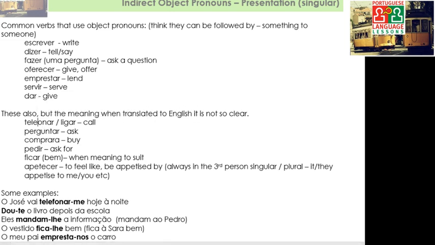Telefonar, or ligar, means the same, to call. Perguntar, comprar, to buy. Pedir, to ask for. Ficar bem, when it means to suit. Apetecer, which means to feel like, be appetized by. It's a funny verb. It's always in the third person, singular or plural. It or they appetize to me or you.